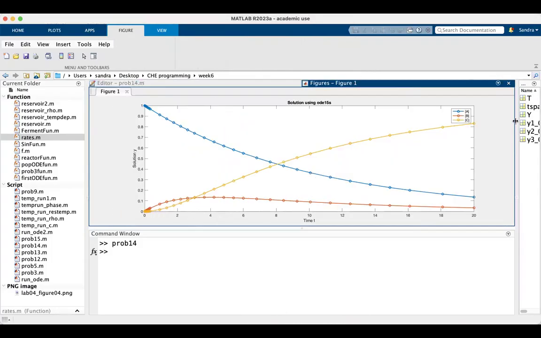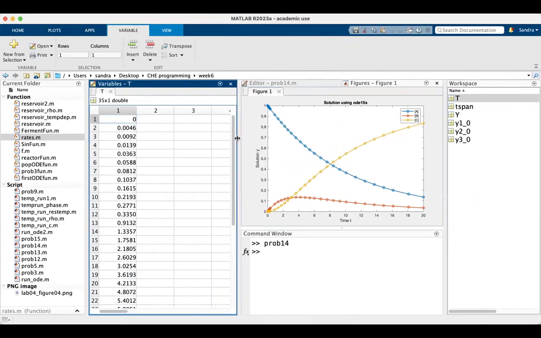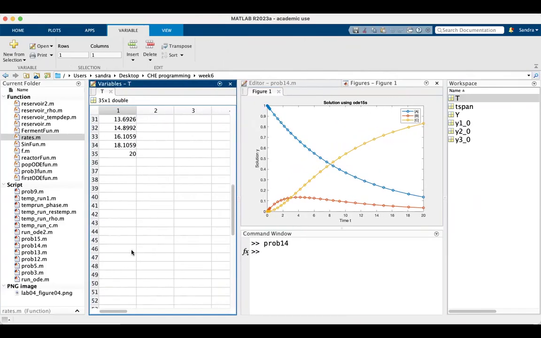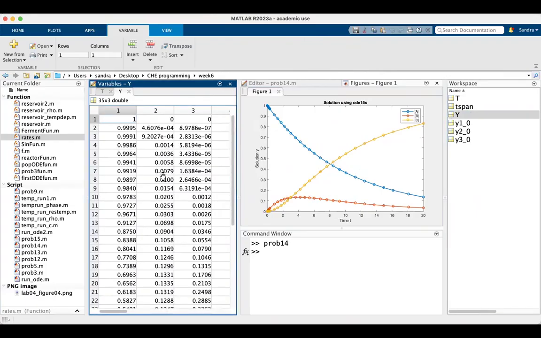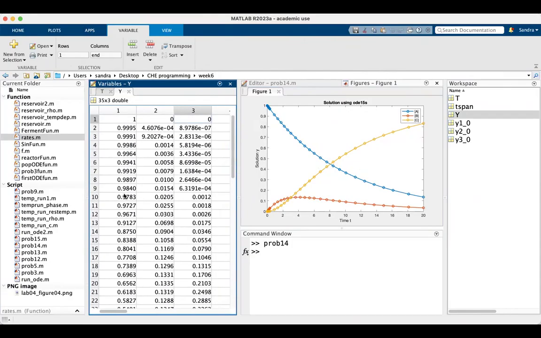This is how the curve looks. I'll just show you the t values. It goes from 0 to 20. And your y values, there will be three columns. This corresponds to the initial value of A, initial value of B, initial value of C. And this is how A, B, and C change. When you go down the column, you'll understand how the A value, B value, and C value change.